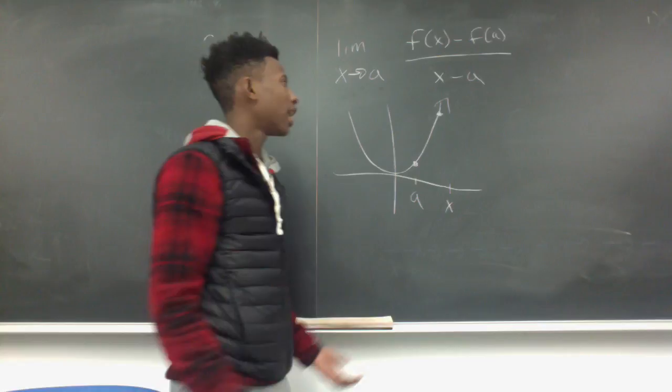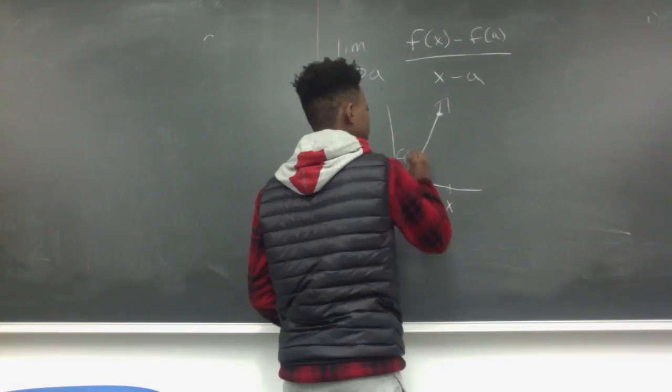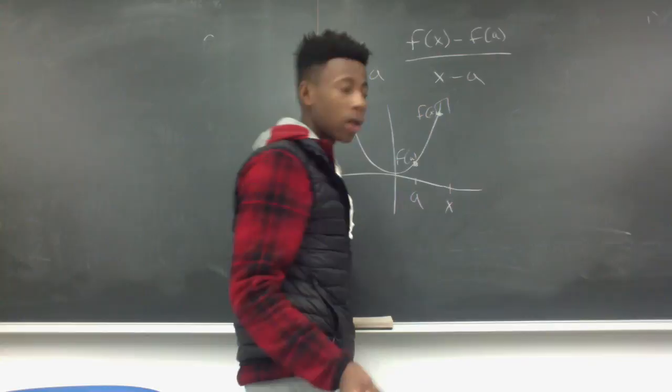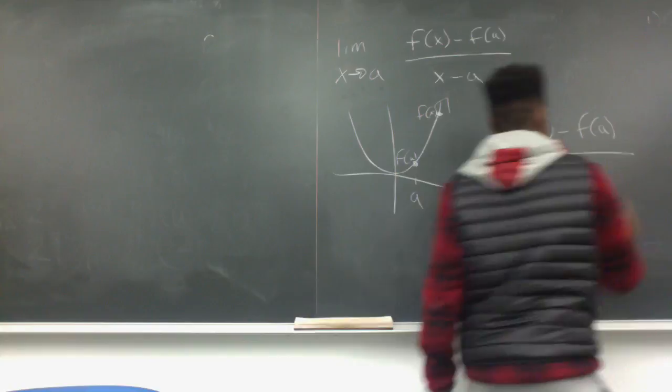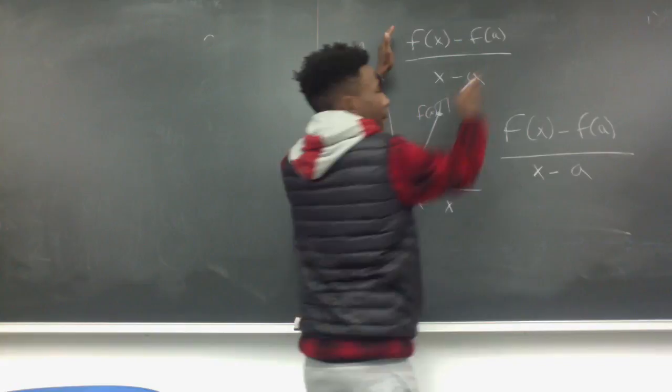So the y coordinate for this point A would be f of a. And for here, the y coordinate would be f of x. To find the slope, we'd have f of x minus f of a over x minus a. What we found here matches our understanding of this right here. It's the same exact thing.